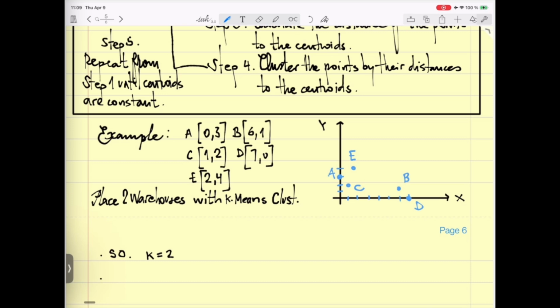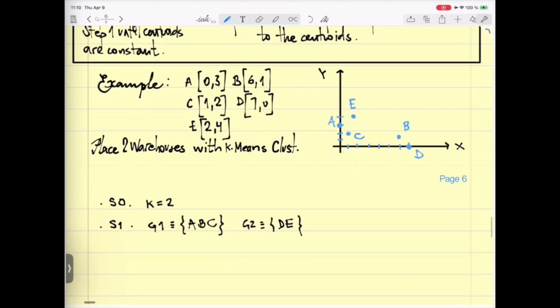Step 1, in the exam I would tell you which are the groups to start. So the group to start could be A, B, C, which is not right. Okay, it's not correct, but I know that it's not correct, but at the end of the day I want you to implement the algorithm. So I want to test you.